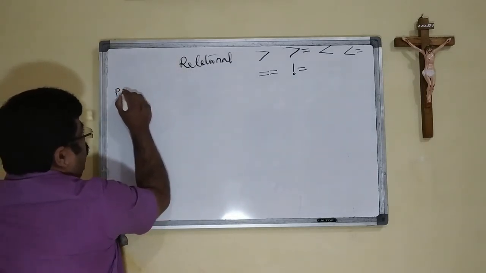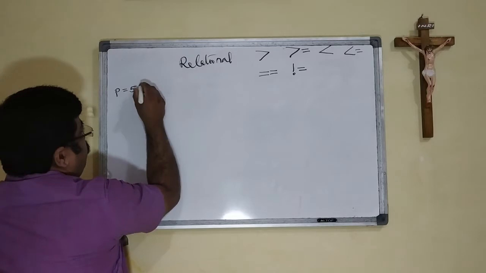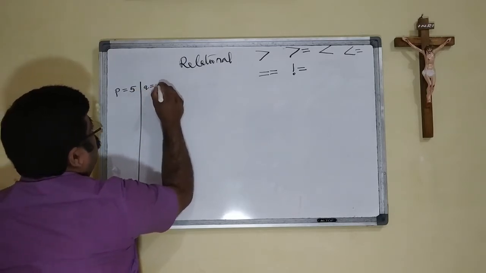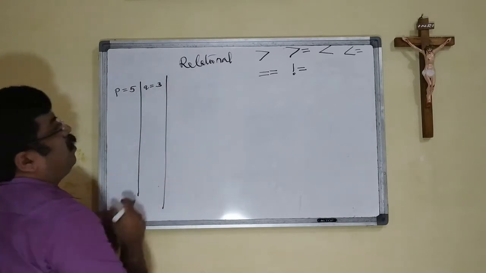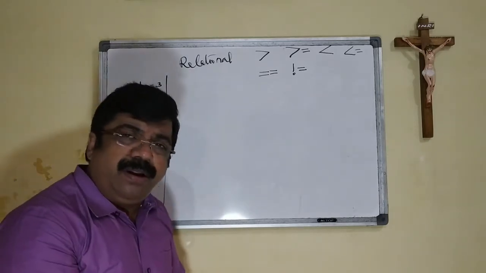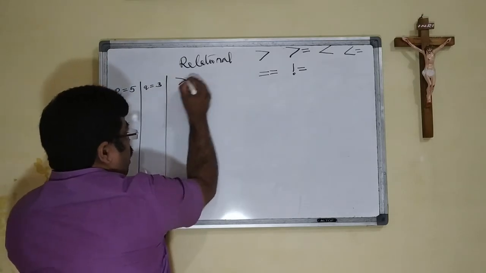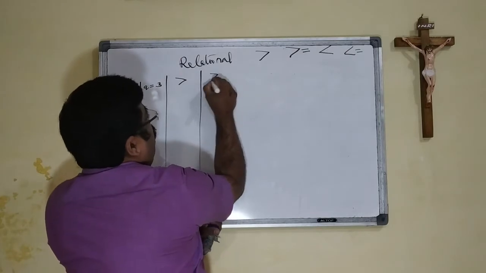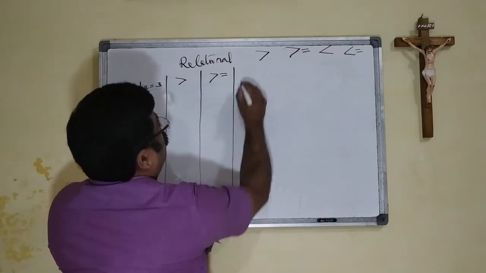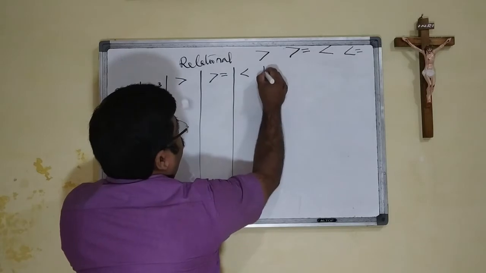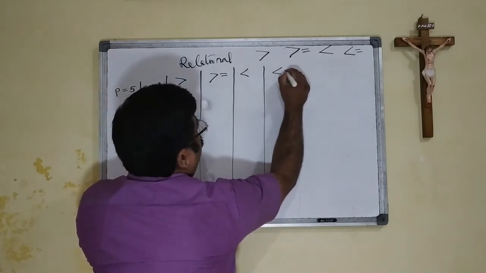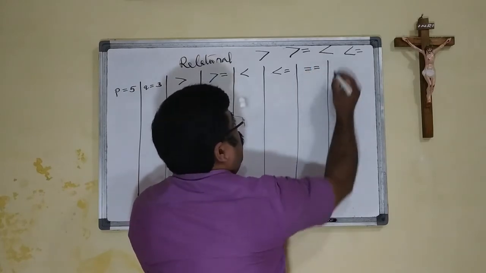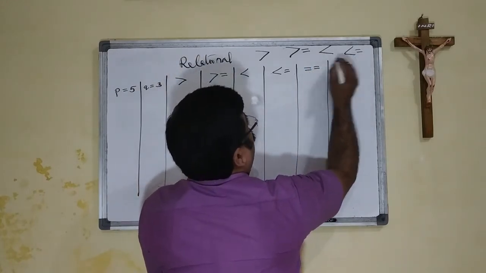Suppose we have a value p equal to 5 and q equal to 3. Then we are going to make a table by giving greater than, greater than or equal to, less than, less than or equal to, equals to, and not equals to.